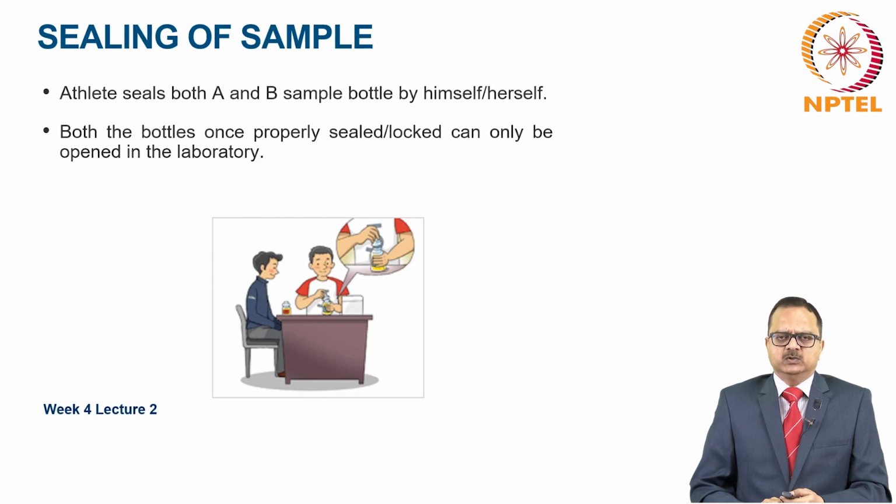Once the urine is in the bottle, the athlete seals both the A and the B sample bottle by himself or herself. Once the bottles are properly sealed and locked, they can only be opened in the laboratory using special tools which are available in the laboratory only.